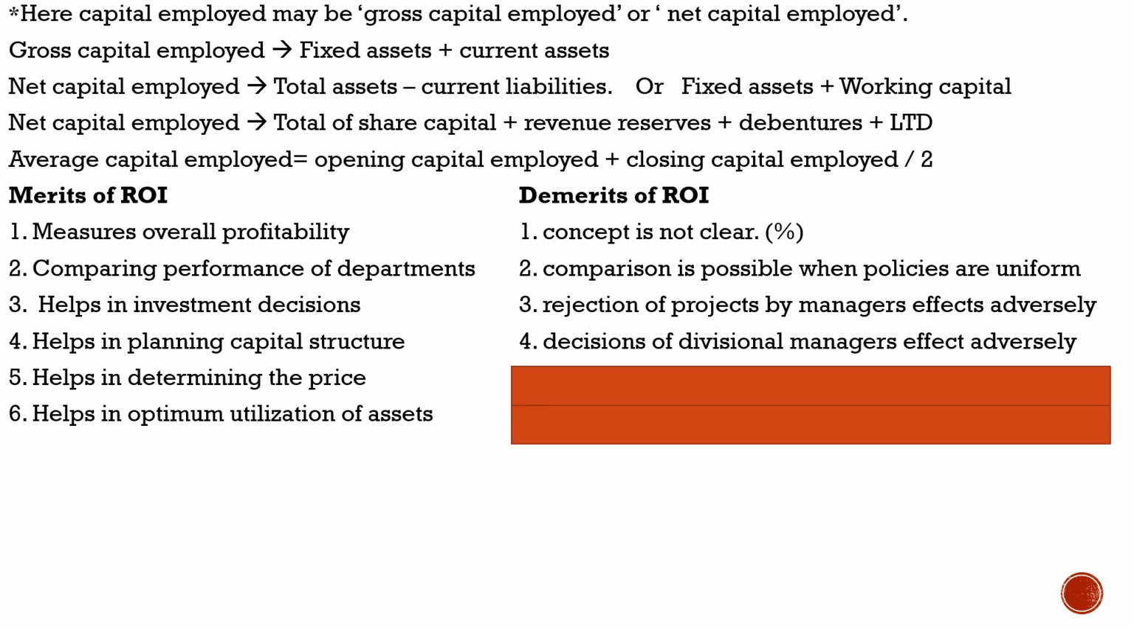Decisions of divisional managers affect adversely. Because the divisional managers try to maximize return on investment of their own division without considering the overall value of the organization. In such situations, the actions that will have an effect on the organization as a whole will lead to catastrophic effects.